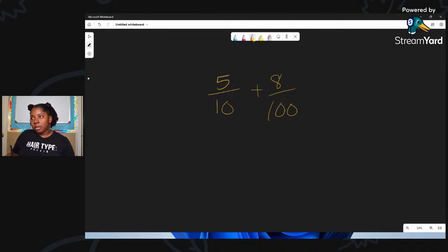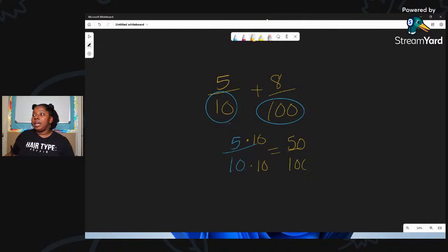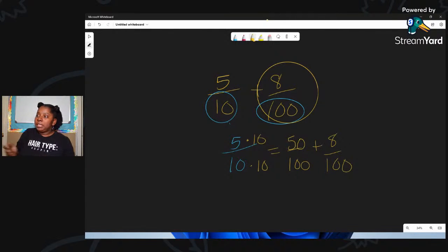Well, let me do this again for you so you can see. So to add fractions, we need common denominators. We have 10 and 100. I can turn this 10 into 100 by multiplying the top and bottom by 10. So 10 times 10 and 5 times 10. So on the top, we're going to get 50. And on the bottom, we're going to get 100. Now I can add this 8 over 100 to it. And 50 plus 8 is 58 over 100.